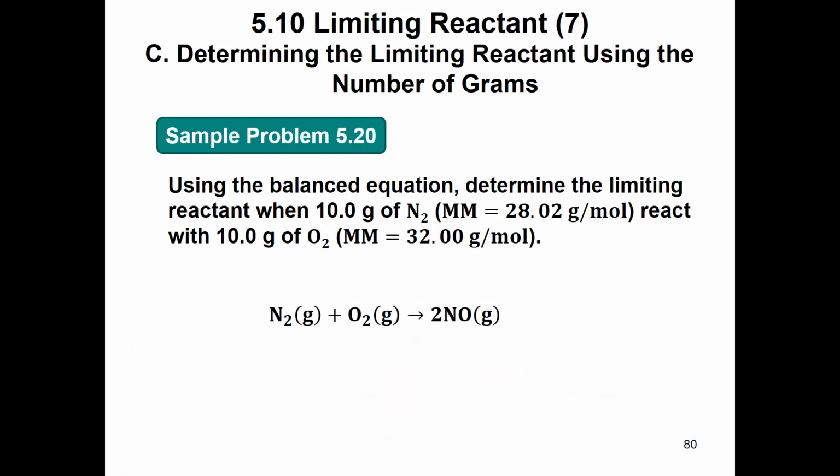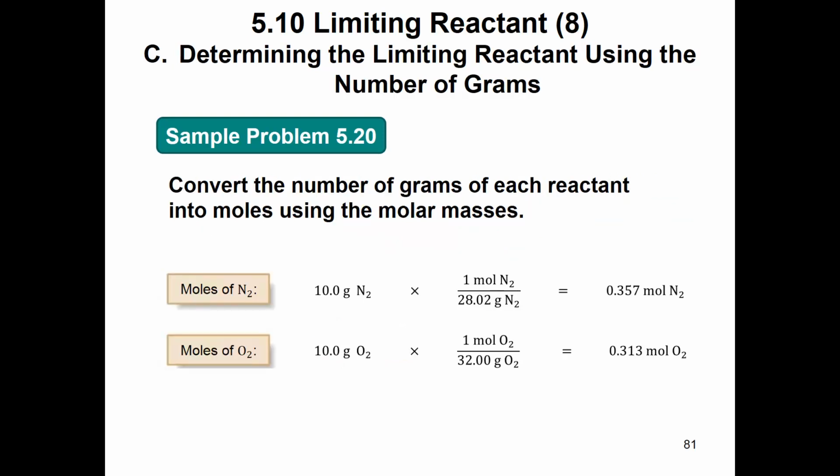Using the balanced equation, determine the limiting reactant when 10 grams of nitrogen, whose molar mass is 28.02 grams per mole, react with 10 grams of O2, whose molar mass is 32. So I'm starting out with 10 grams of nitrogen and 10 grams of O2, and it wants to know what is the limiting reactant. The easiest way to do this is figure out how many moles you have first.